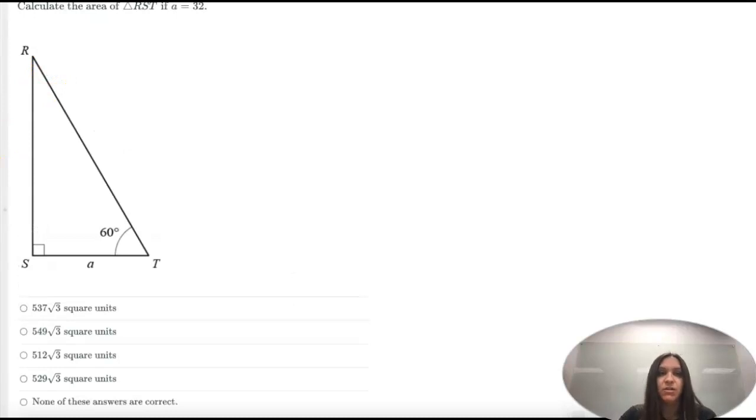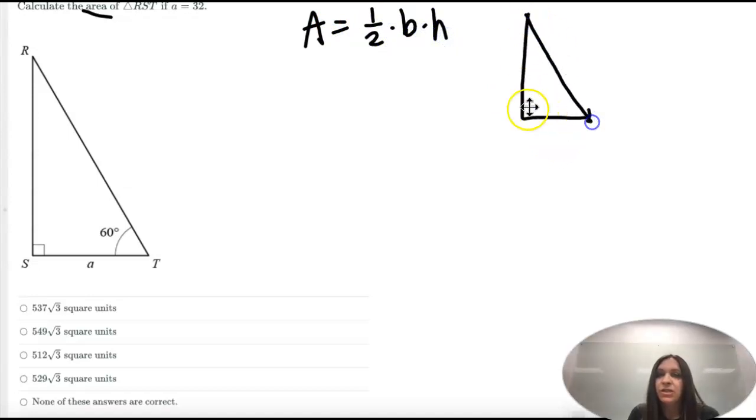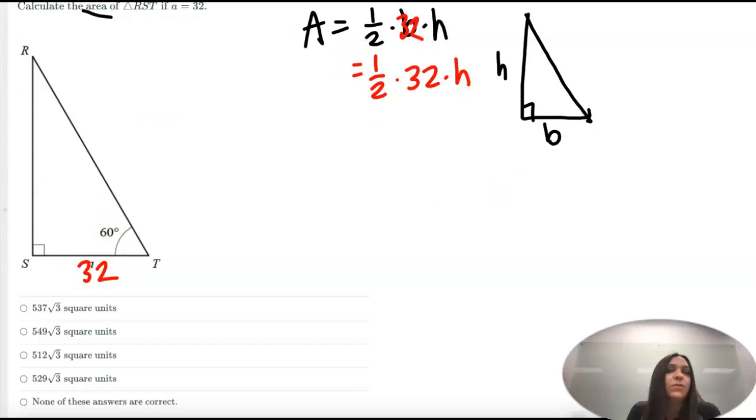This is good. Let's do another 30, 60, 90. So calculate the area. So area of a triangle is 1/2 times the base times the height. Okay, so if I have a triangle, the base is what we're sitting on. It's the flat part at the bottom, and the height is what goes all the way up. So we know A is 32. So we know B is 32. Now we need to find the height. And we're going to use the fact that this is a 30, 60, 90 triangle.